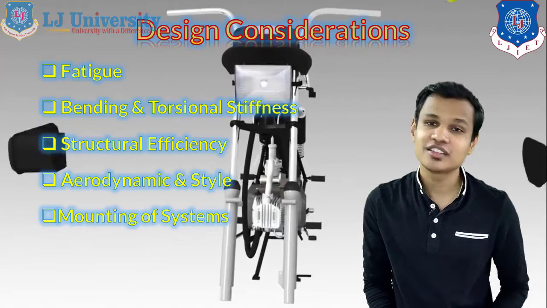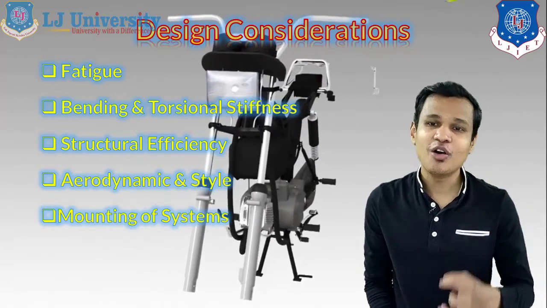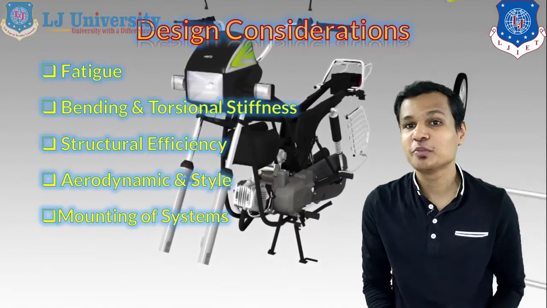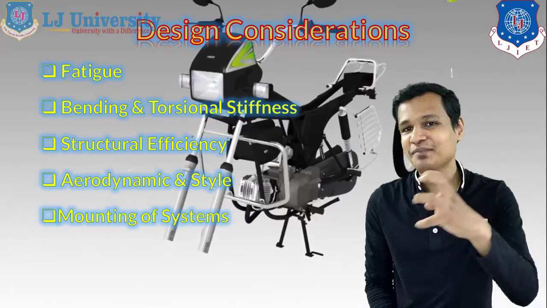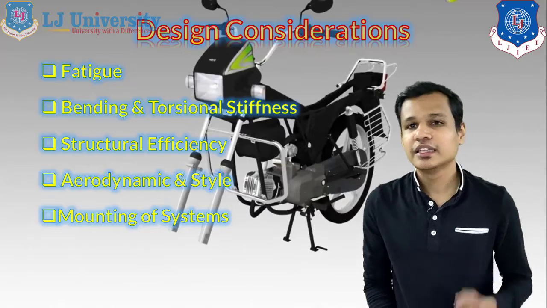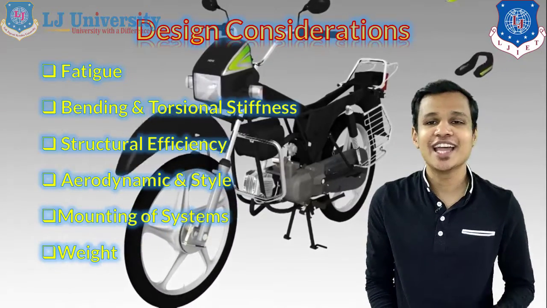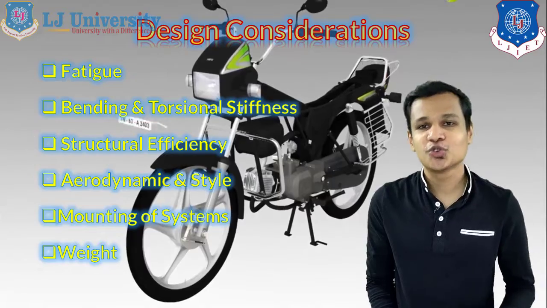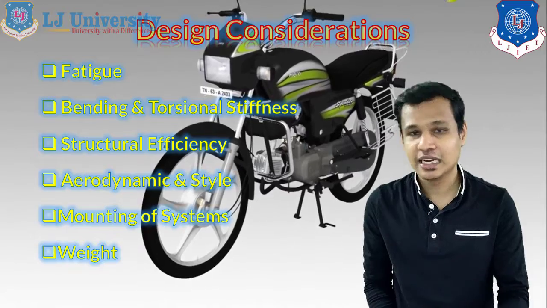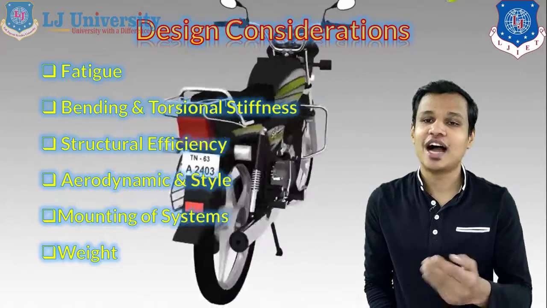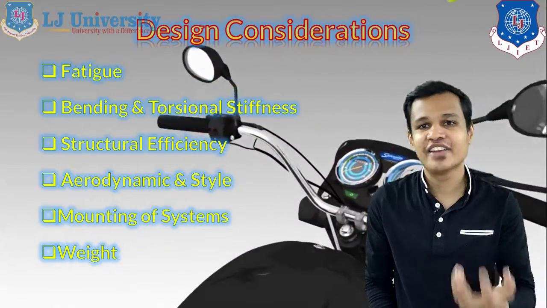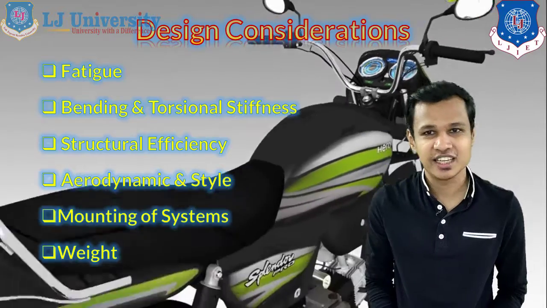The mounting of all the systems is also necessary. To mount all the systems on the frame, proper arrangement and proper spacing should be given so that the components can be easily mounted on that particular space. The weight of the vehicle should be as low as possible, as I've already told you, so the weight of the frame needs to be kept lower. If the weight of the frame is higher, then the engine power needs to be higher. So a high capacity engine will be required, and when the weight is higher, the average will be lower for that particular vehicle.